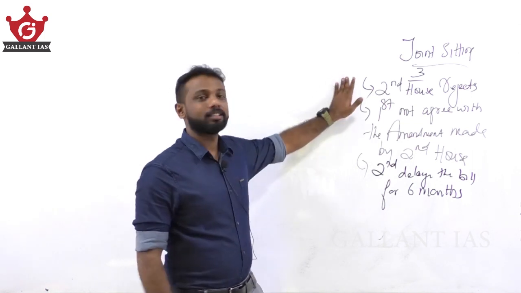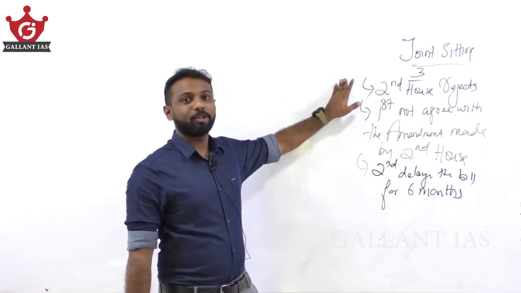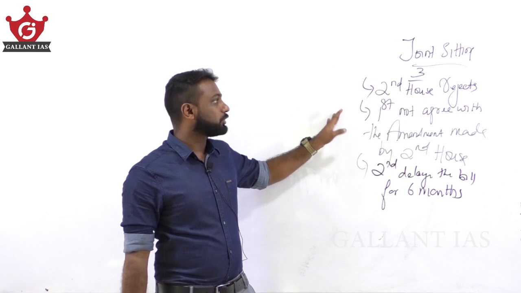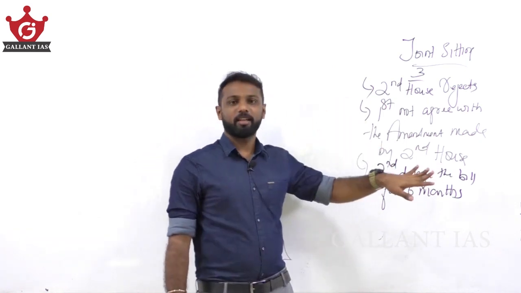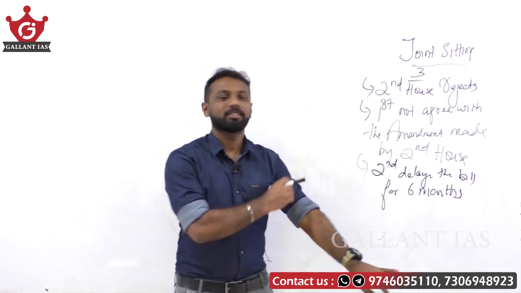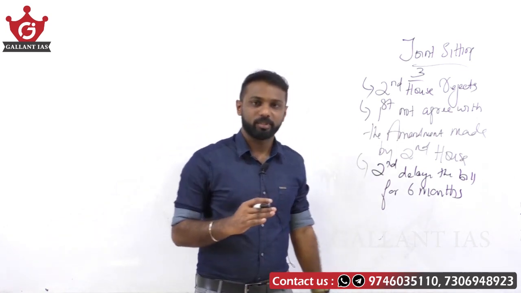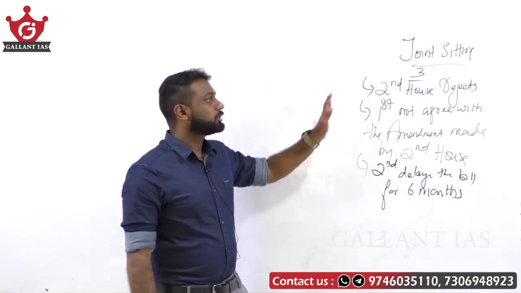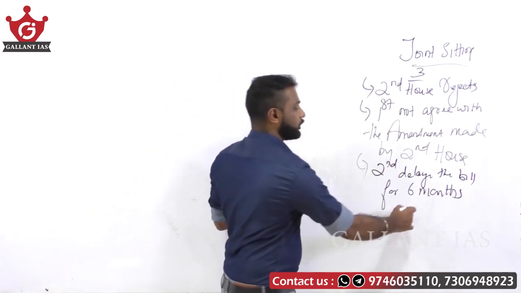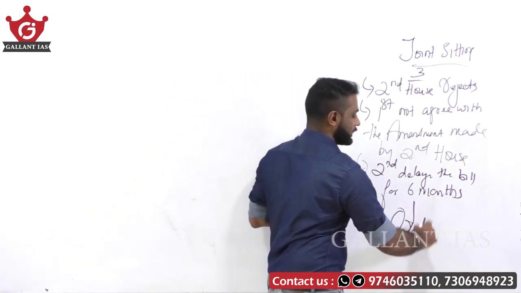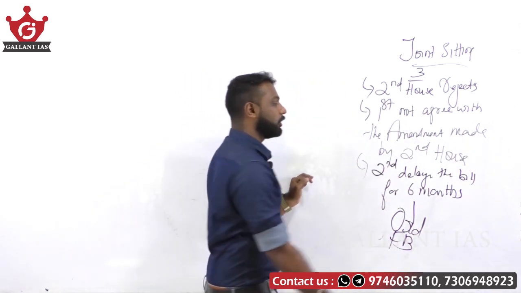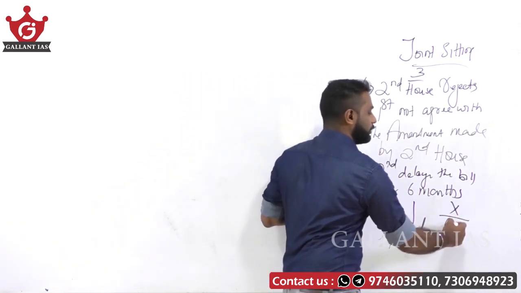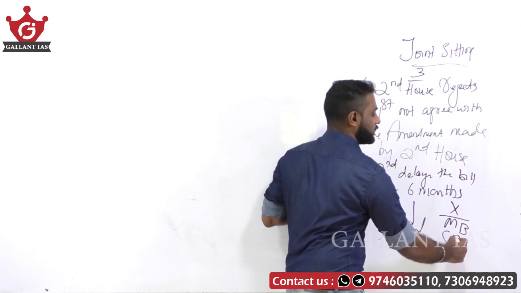It's in three cases that there can be a deadlock. I repeat: the second house rejects the bill, the first house does not accept the amendments made by the second house, or the second house delays the bill for a period of 6 months. Please note that this joint sitting is only for ordinary bills and financial bills. The joint sitting provision is not applicable for money bills and constitutional amendment bills.